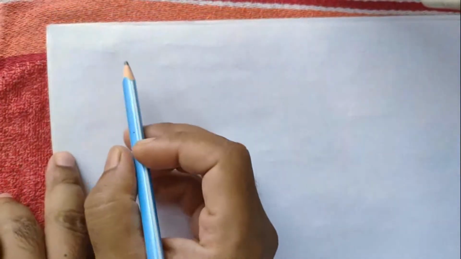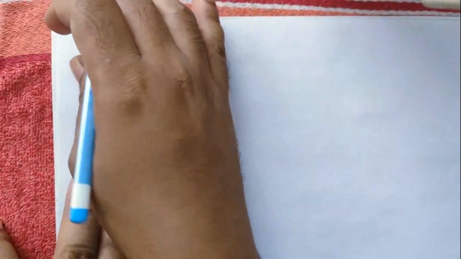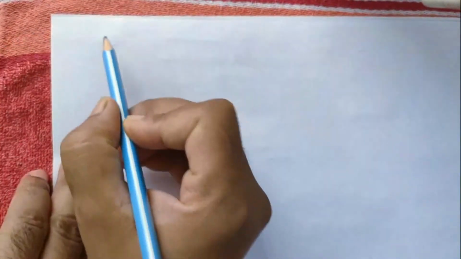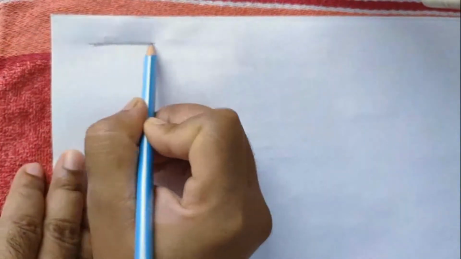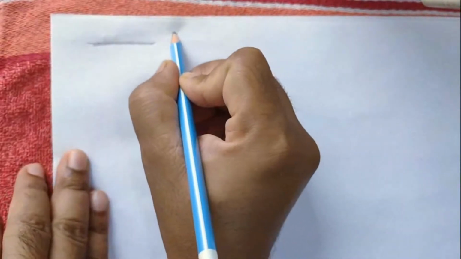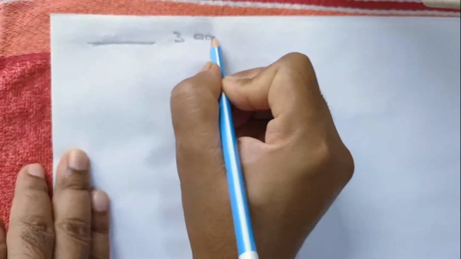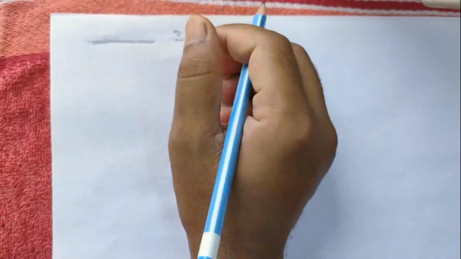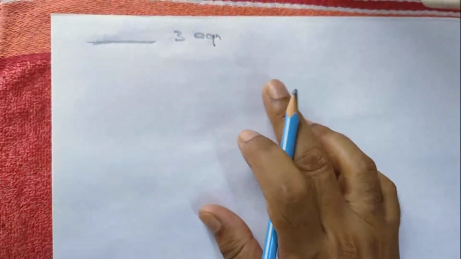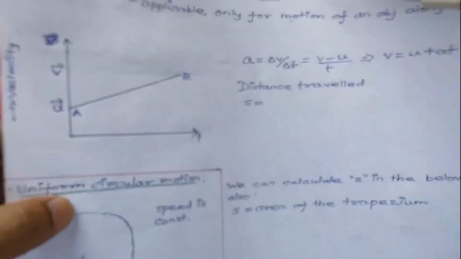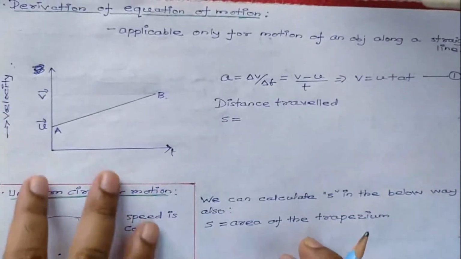Yeah, next concept which we are going to talk about is how to derive equation of motion along a straight line. The thing which we are going to talk about is applicable only for motion along a straight line. So please keep this fact in mind. There are altogether three different equations for motion along a straight line. So here I have drawn something for you, so just take a look here first.